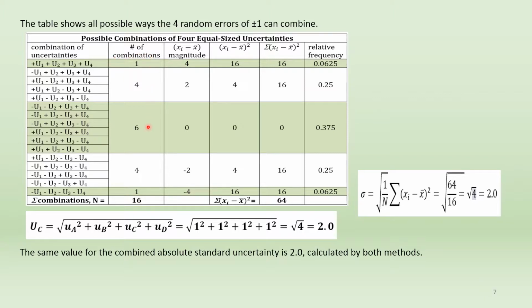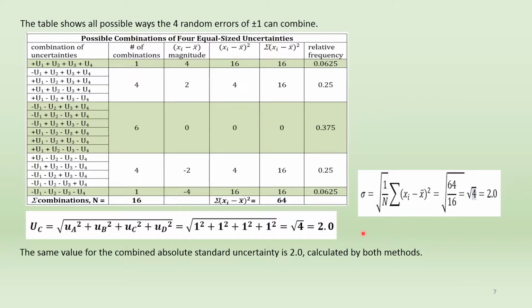This is the number of ways they can occur. This is the magnitude of deviation that would result in each case. This is the square of those magnitudes, and this is the sum of the squares. And this is the relative frequency of each type of deviation. And when you do that, you can take the formula for standard deviation, and you'll get the sum of the squares of the deviation divided by the number of values. Root of 64 over 16 is the root of 4, and that's 2.0.